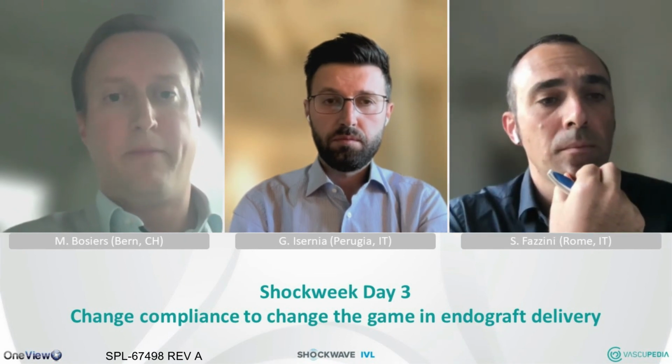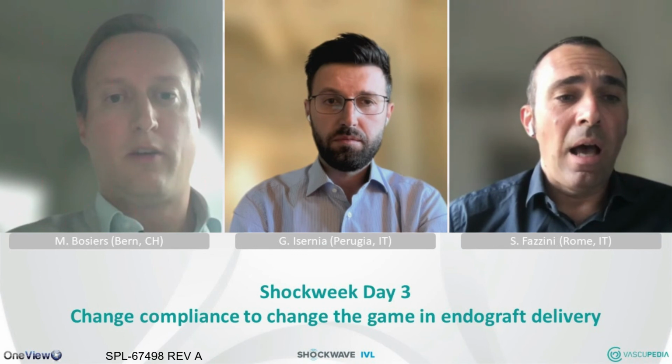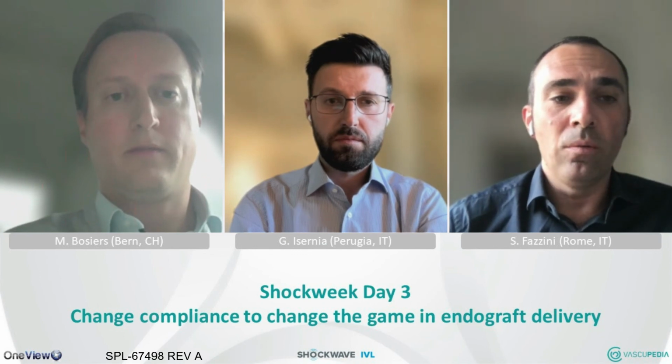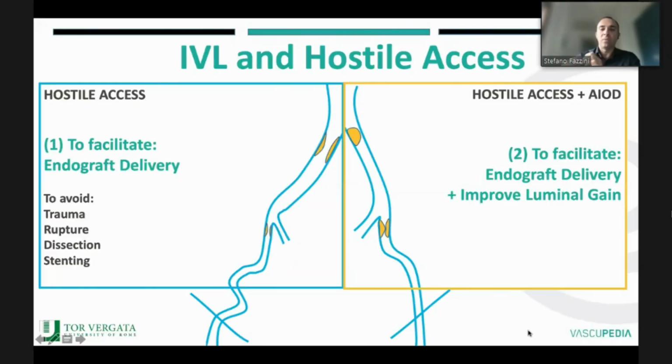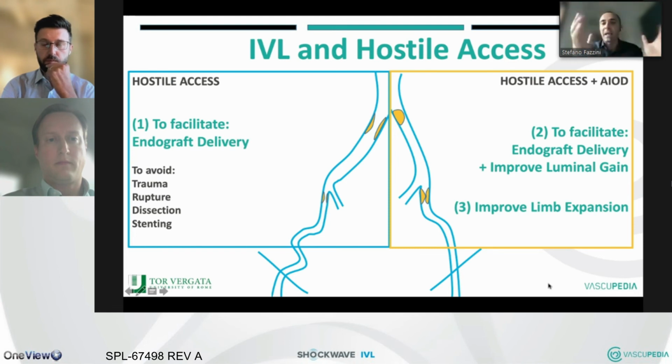Stefano, do we have any data available at the moment to support these findings? Yeah, I can show you. These are the 3 main indications that we are talking about. The first one, the first 3 cases, is to facilitate the endograft delivery. In that case, we should avoid again the trauma, rupture, dissection, and stenting. So we were lucky that in these cases we avoided the stenting. You, Michel, used the stent in the external to guarantee a probably better patency in that district.